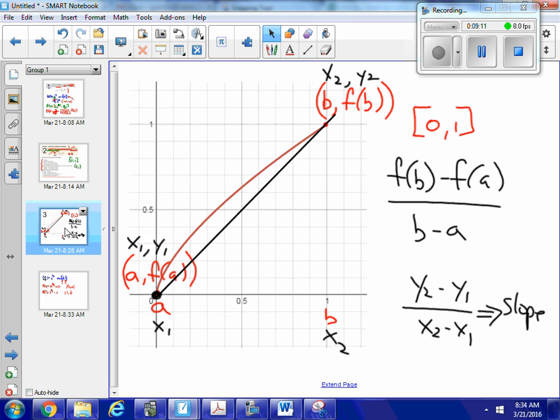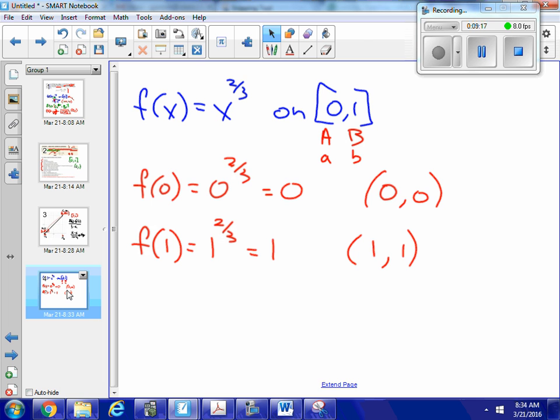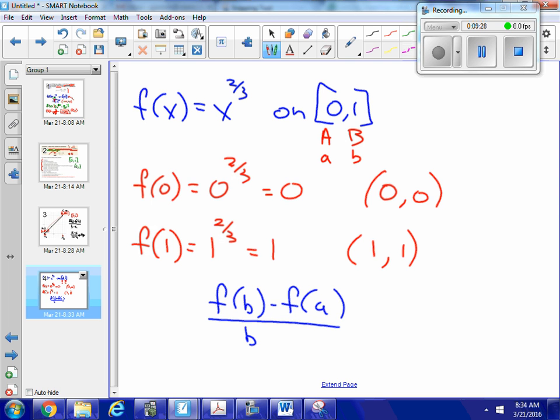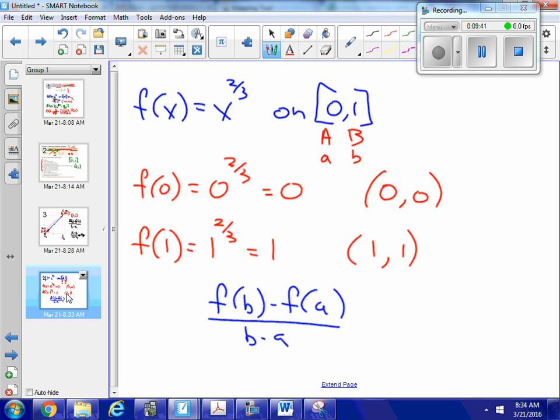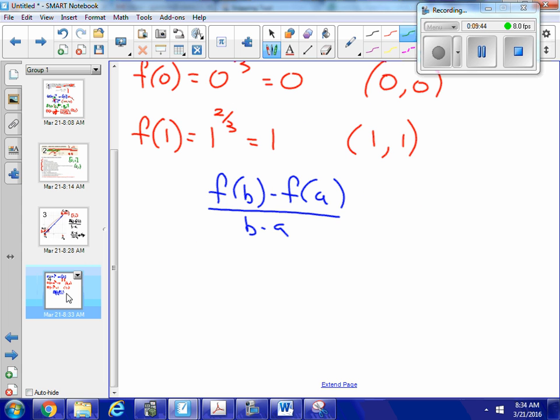So what then is f of b minus f of a divided by b minus a? What is the slope of this line segment, this chord right there? Well, that should be pretty easy. I know f of b is 1, and f of a is 0, so 1 minus 0, and b is 1, and a is 0, so I have 1 over 1. My slope is 1.